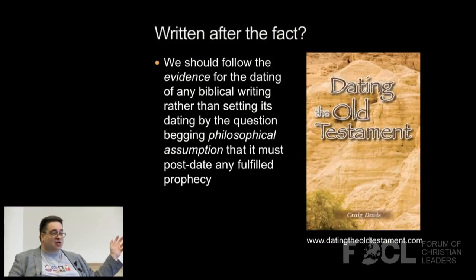So I was saying before the break about the sort of criteria for the fulfilled prophecy argument, and noting that we don't want to beg the question against the possibility of prophecy, but simply to push people to follow the evidence on things like the dating of the prophecy, according to the evidence relating to the dating of the document and so on. And in terms of Old Testament documents, let me just point you to this resource, Craig Davis's book, Dating the Old Testament. He has a website that goes along with that as well, which is a good first stop in terms of the arguments about the dating of various Old Testament scriptures.